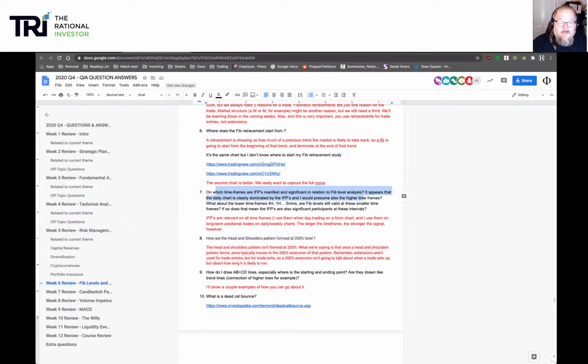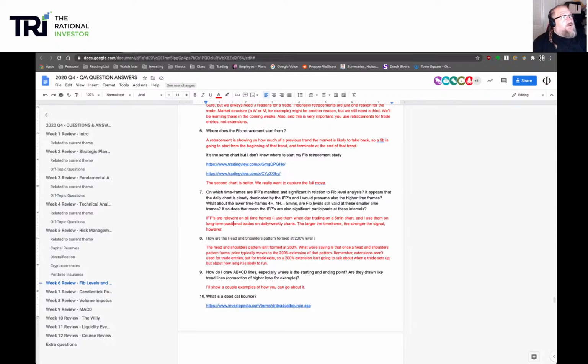I would presume also the higher time frames. What about lower time frames? So IFPs are relevant on all time frames. I use them on day trading, on a 5-minute chart, even a 1-minute chart. I use them on my long-term trades, on my daily and weekly charts. The larger the time frame, the stronger the signal, however.